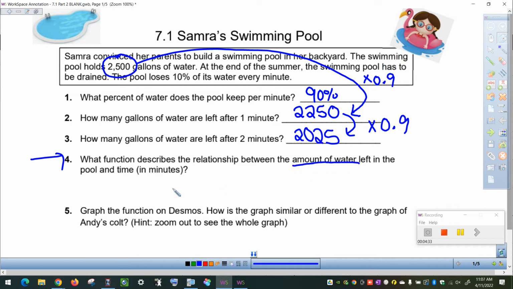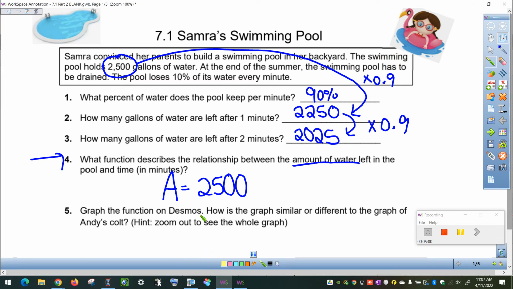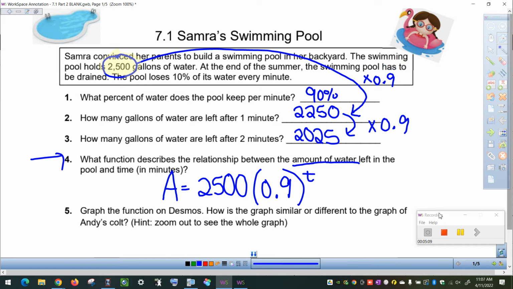Now for the output, you can use y. If you want to make it a little bit more general, you can also use letters that remind us of what they represent. I'm going to do A for amount of water, but you can also do W for amount of water, or you can just do Y. That's our output. And so what's happening here with our calculation is we began with the 2,500 gallons up here, and we're multiplying by 0.9. And the number of times we multiply by 0.9 is dependent upon how many minutes have passed.